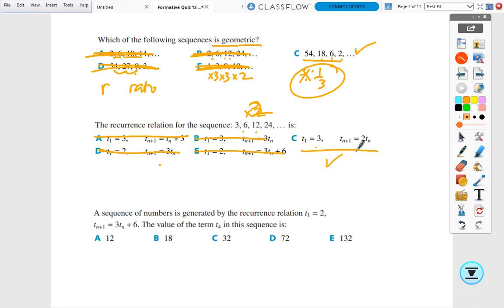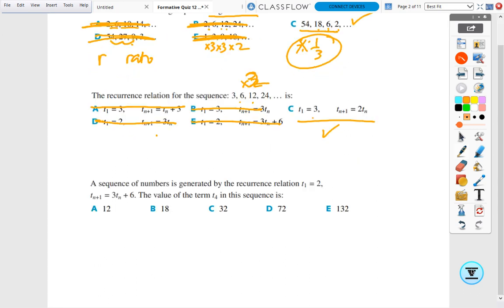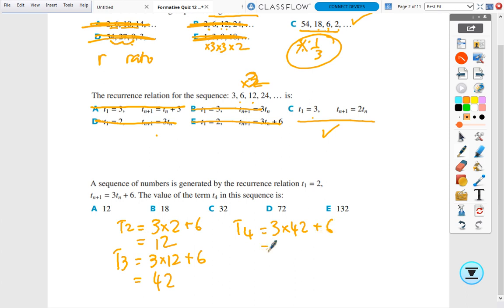Okay, sequence of numbers generated by T1 equals 12, and then T(n+1) equals 3 times Tn plus 6, the value of T4. So we have to progress slowly. T2 equals 3 times 12 plus 6 equals 42. T3 equals 3 times 42 plus 6, which is 126 plus 6 is 132. So it's that answer there. Okay, we've got a few pages, let's keep going.